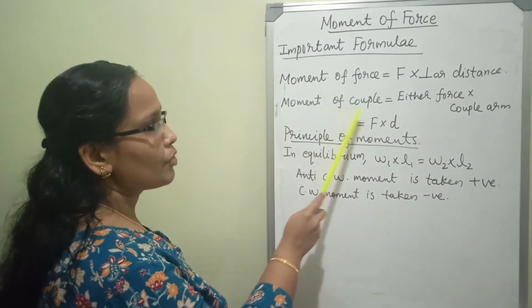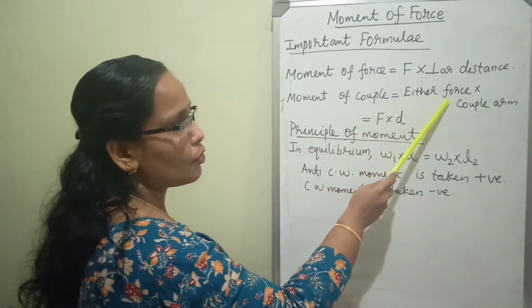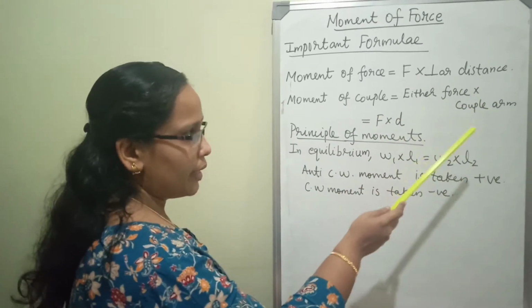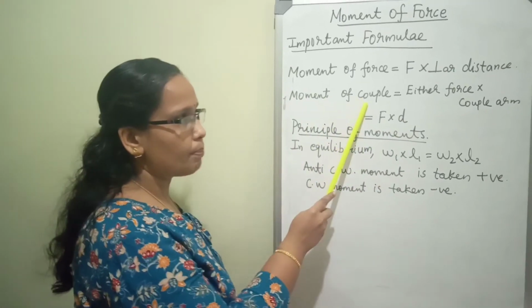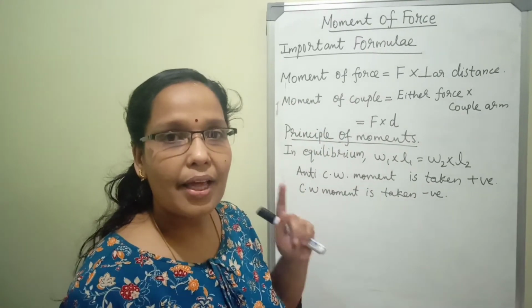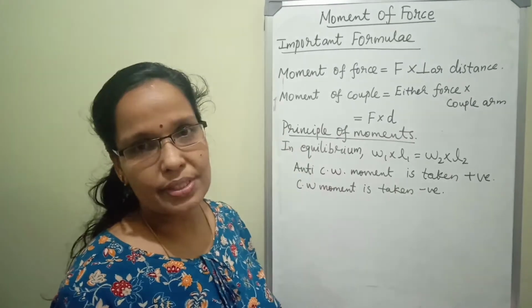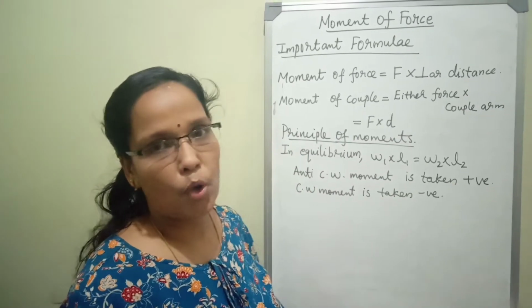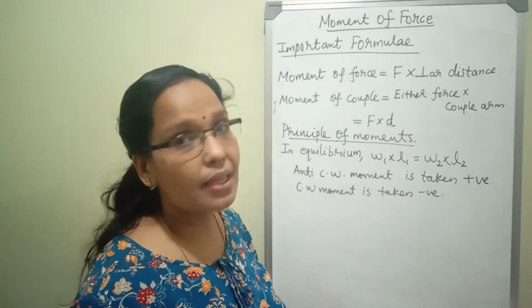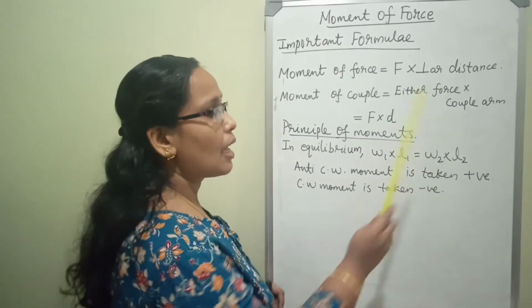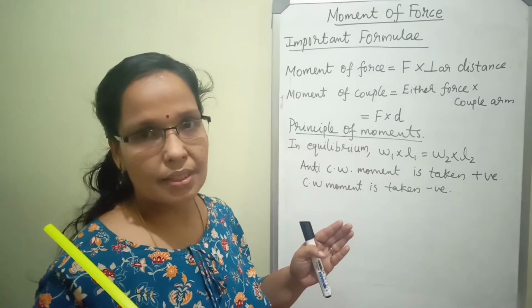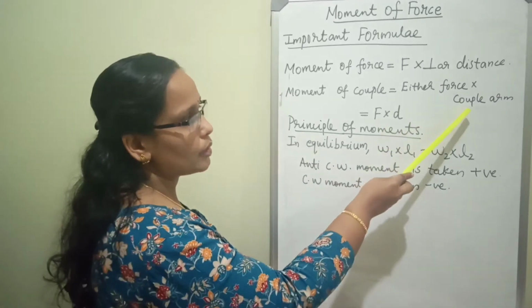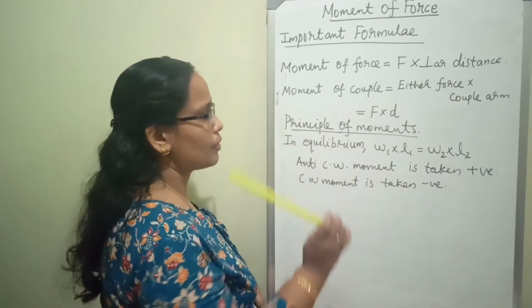Next, moment of couple is equal to either force into couple arm. That is force into distance. So here what is couple? Two equal and opposite parallel forces acting at different points. That forms a couple. And couple arm is the distance between two forces. So force into couple arm gives the moment of couple.